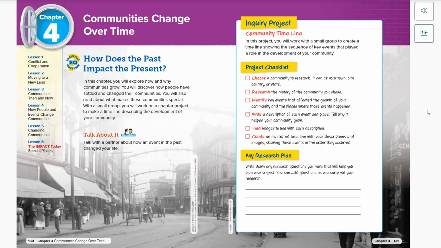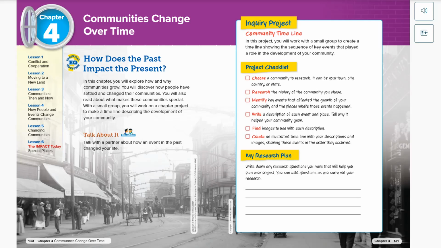Now, for this chapter, you're going to have a project that you're going to do at the end of it. So instead of working with a small group, you guys are going to be doing this as an individual project. Each one of you will do your own. You're going to do a community timeline. So you're going to choose a community that you want to research. It can be your town, your city, your country, or a state.